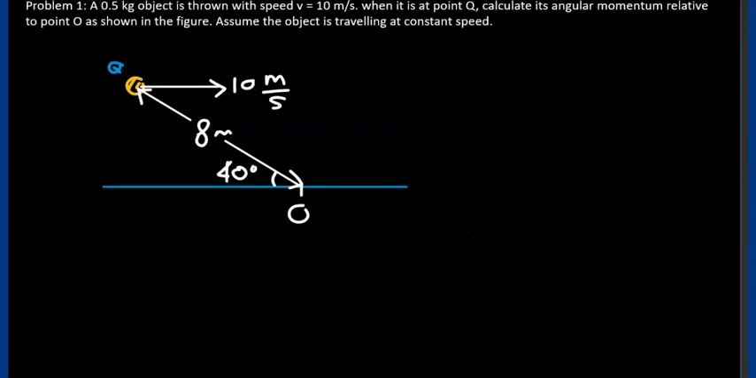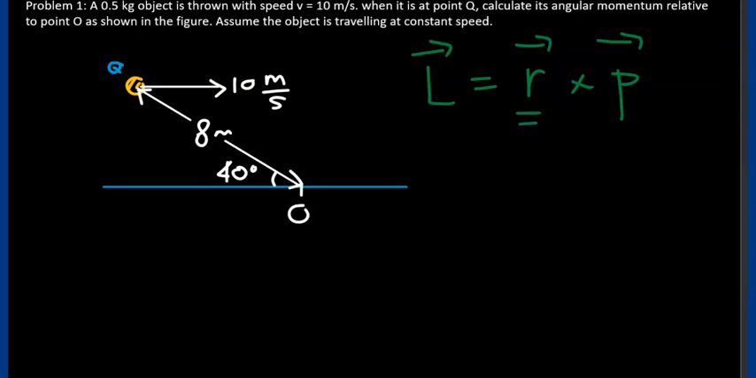Let's do a problem. A 5 kg object is thrown with speed 10 meters per second. So that is the object, and that is the speed. When the object is at point Q, what is its angular momentum relative to this axis of rotation? That is what we want to calculate. Assume that the object is traveling with constant speed. Of course, we can use this equation to calculate angular momentum because this is a point particle.